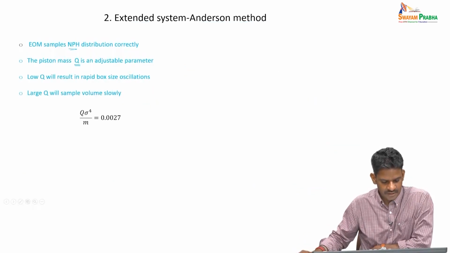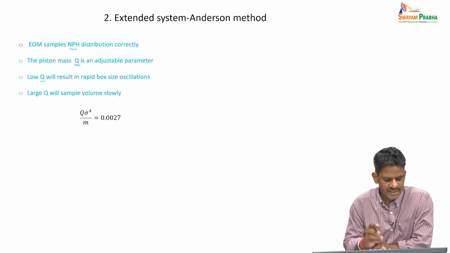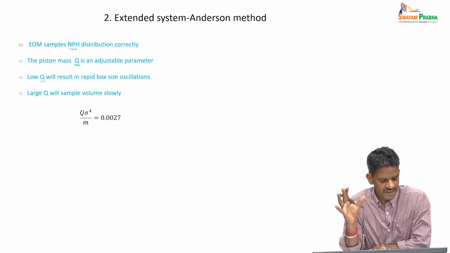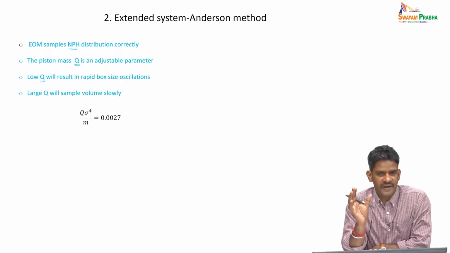And then if you keep the Q value very low, you will see that the box will fluctuate very rapidly, even for a very small change in the pressure of the system. Whereas if you keep Q very large, then the system will respond very sluggishly whenever there is a change in the pressure. It will take a very long time to restore the pressure to the set value. So some optimization is required to find the right value of Q, so that the system reaches constant pressure in a reasonable amount of time.